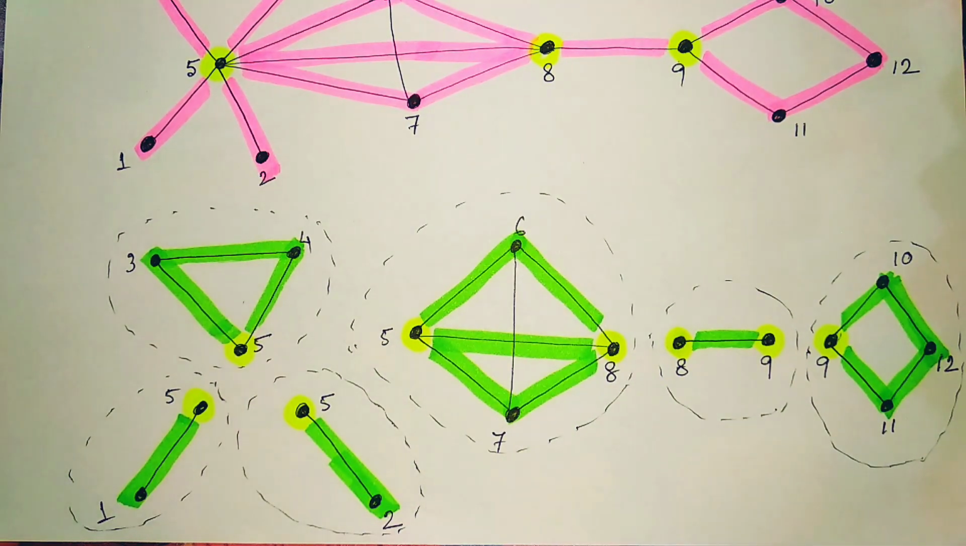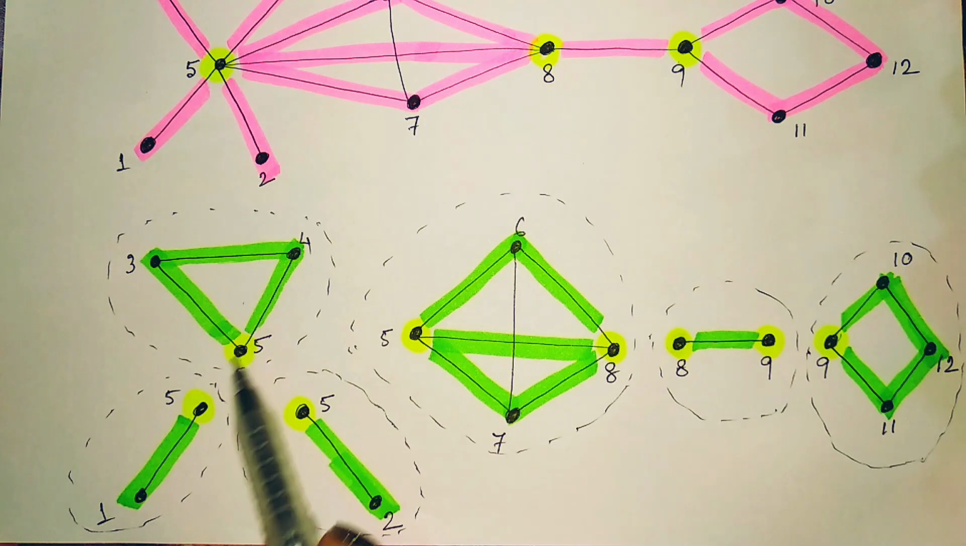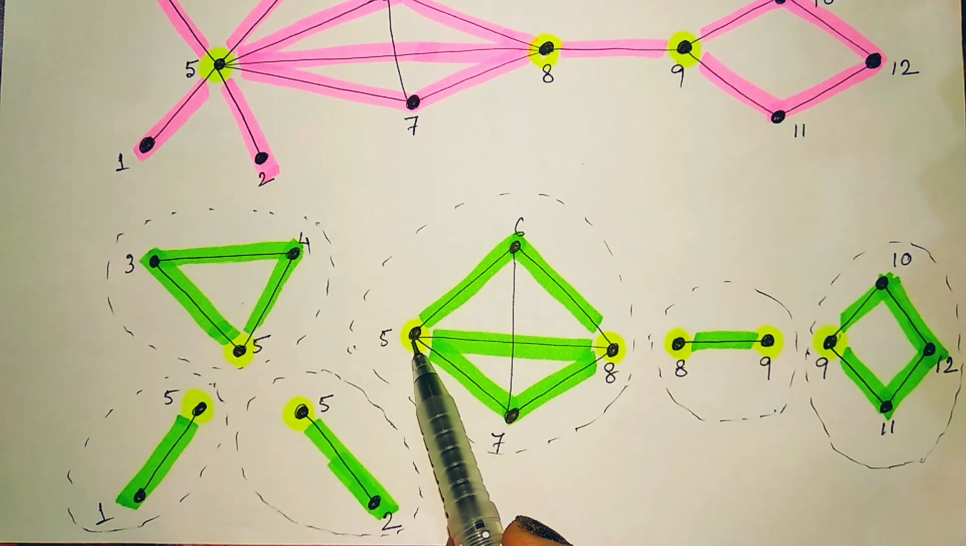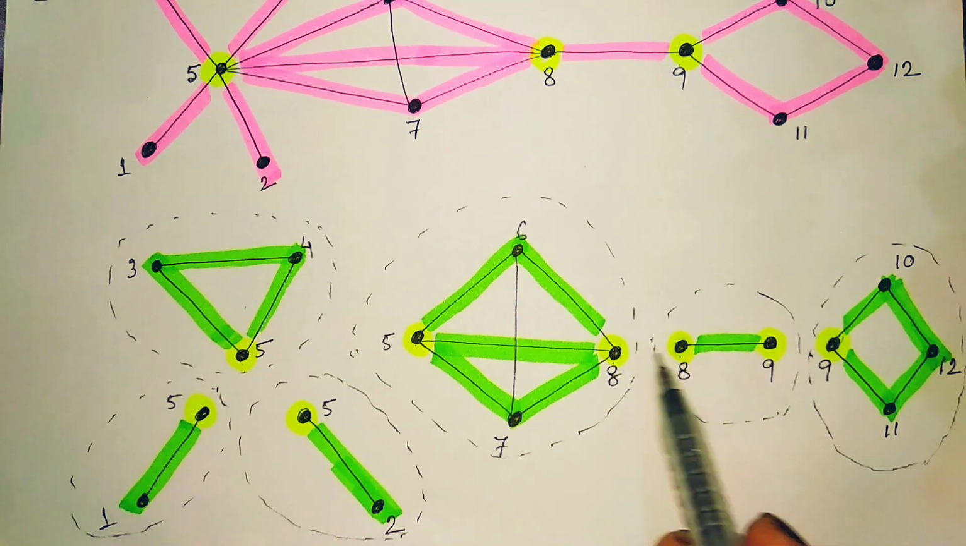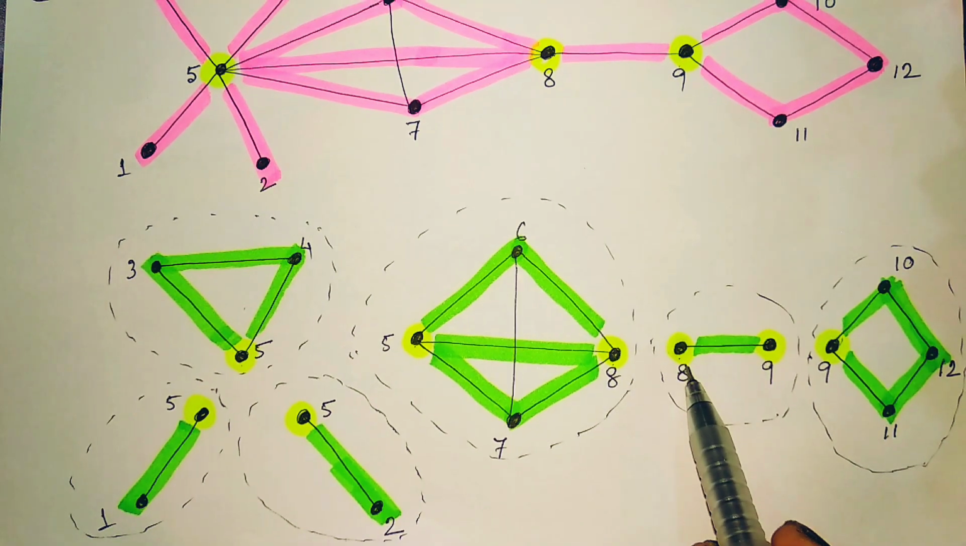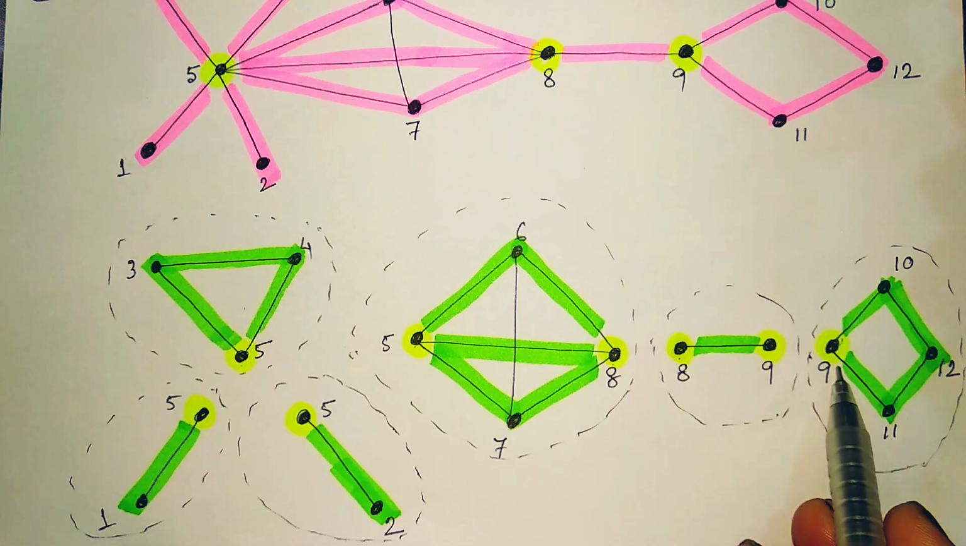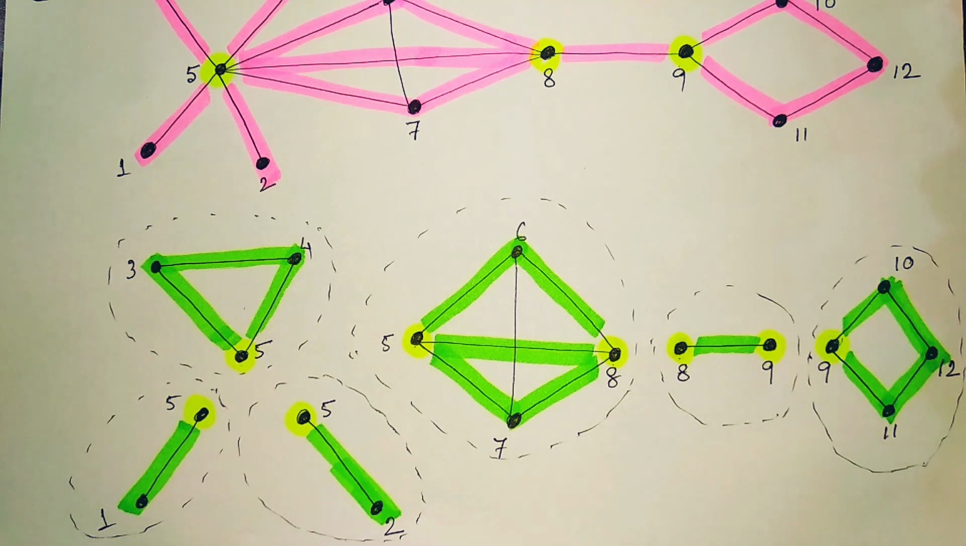Now look, no edges are common to any of these blocks, but among the vertices, 5 is the articulation point, and this is common to these three. This one is common to this one as well. 8 is an articulation point, so it is repeated in the individual components. 9 is again repeated in the individual components. So depending upon the articulation points, we can separate a graph into subgraphs, and those subgraphs do not contain any articulation point. So these are the biconnected components. In this way we can find the biconnected components.